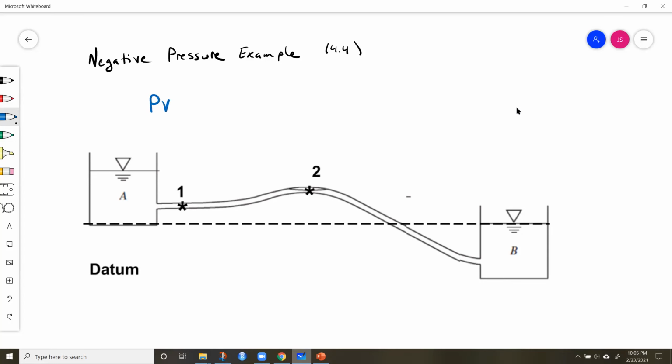So let's just give some basic information here. We've got a PVC pipe where the diameter is 40 centimeters, so 0.4 meters. We know that the length is 2,000 meters. The temperature of the water is equal to 10 degrees Celsius. And there's an elevation difference of 30 meters between the two.